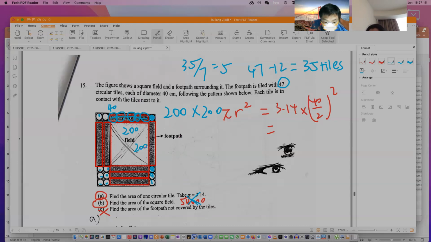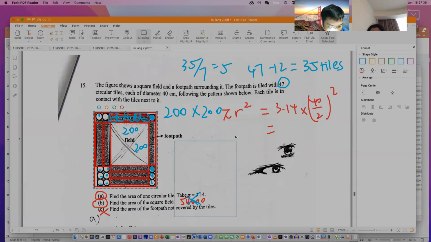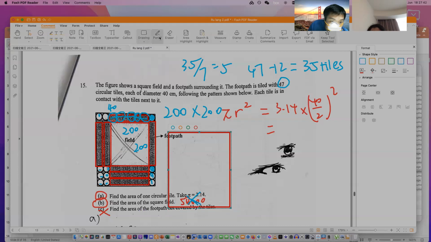Once you get 200 times 200, then the question should be easy. The strategy to find the area of the footpath not covered by the tiles is, first thing first, you get this entire piece, let me call this a farm field. What's the area of this? This is 200, this is 40, then this is another 80, so 120 plus 200. So this is 220.